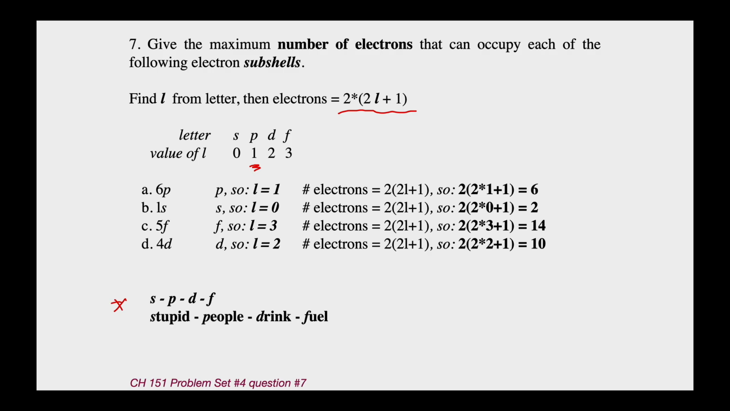Stupid people drink fuel is a way that you can remember the order. Stupid is 0, that kind of counts. People is 1, drink 2, F is 3, etc. So this is one way to do it. But also, you can also just remember that P subshells hold 6 electrons, S subshells hold 2, F's hold 14, etc., etc. Lots of ways to do this in quantum chemistry, and the patterns will help you figure out what's happening.